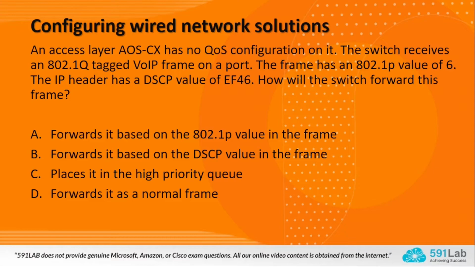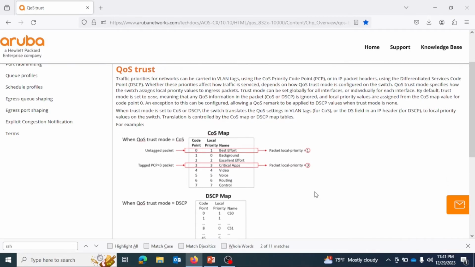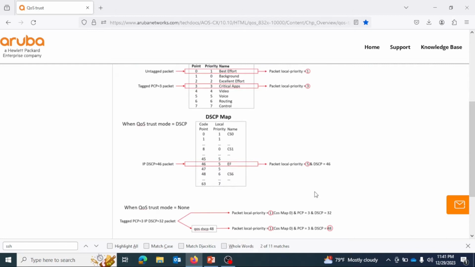Look at this image from Aruba documentation. Here you can see when the QoS trust mode is none, that is the default setting in the AOS-CX switches. So even if it is tagged with a DSCP value of 32 and PCP equals 3, it will still assign the local priority of 1 and COS map to 0, because it will ignore the previously set values. So this is the default behavior of QoS in AOS-CX switches.